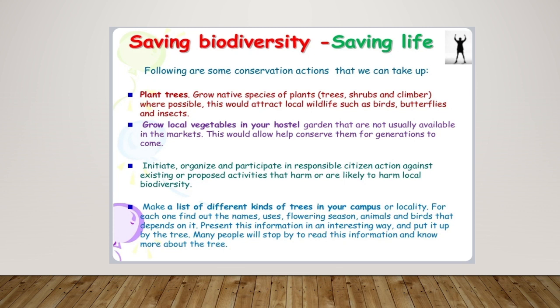Now these are some conservation actions that we should take up. We should plant trees, and we should grow native species of plants, trees, shrubs and climbers wherever it is possible. This would attract local wildlife such as birds, butterflies and insects. We should grow local vegetables in our hostel garden or at home that are not usually available in markets. This would help conserve them for generations to come.